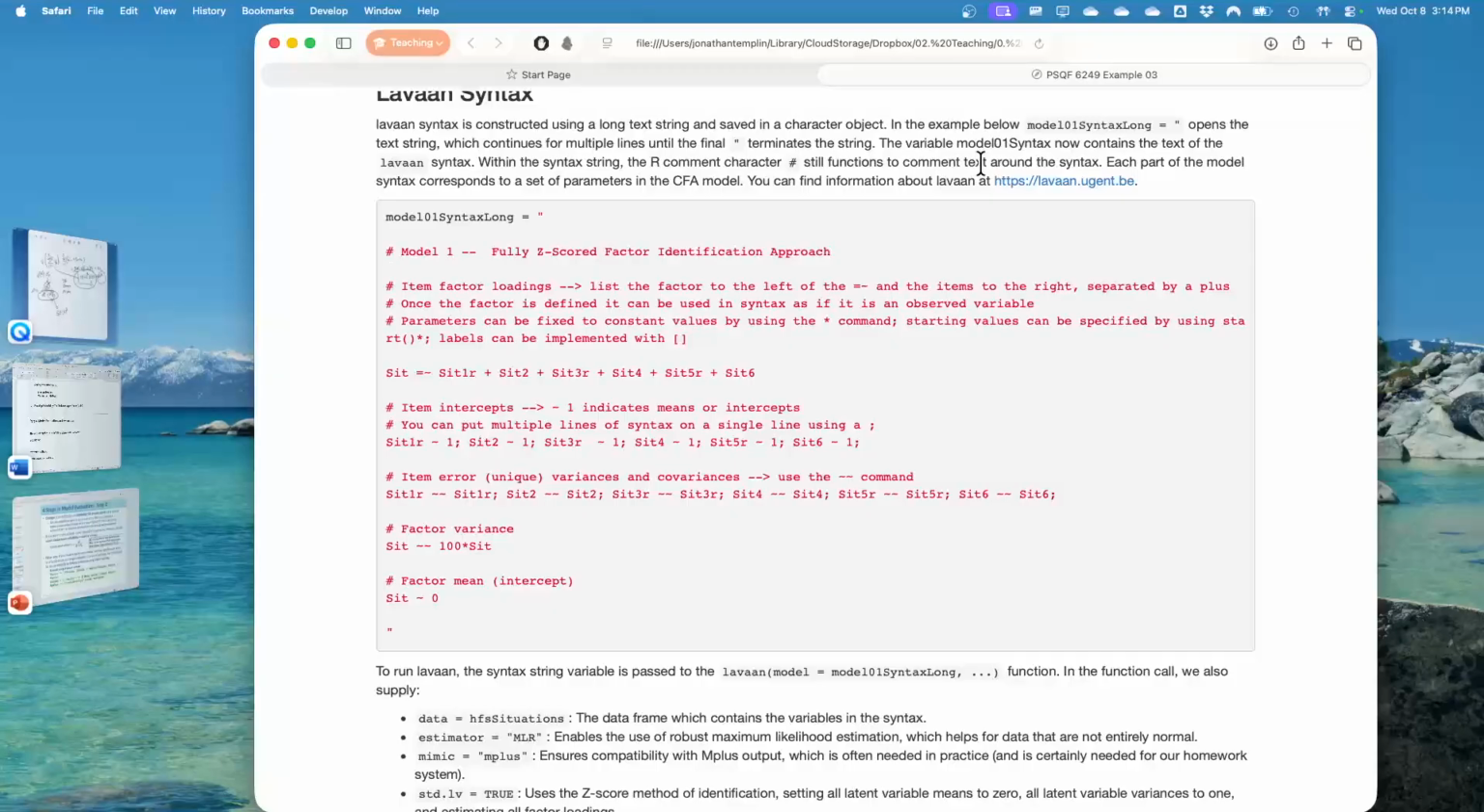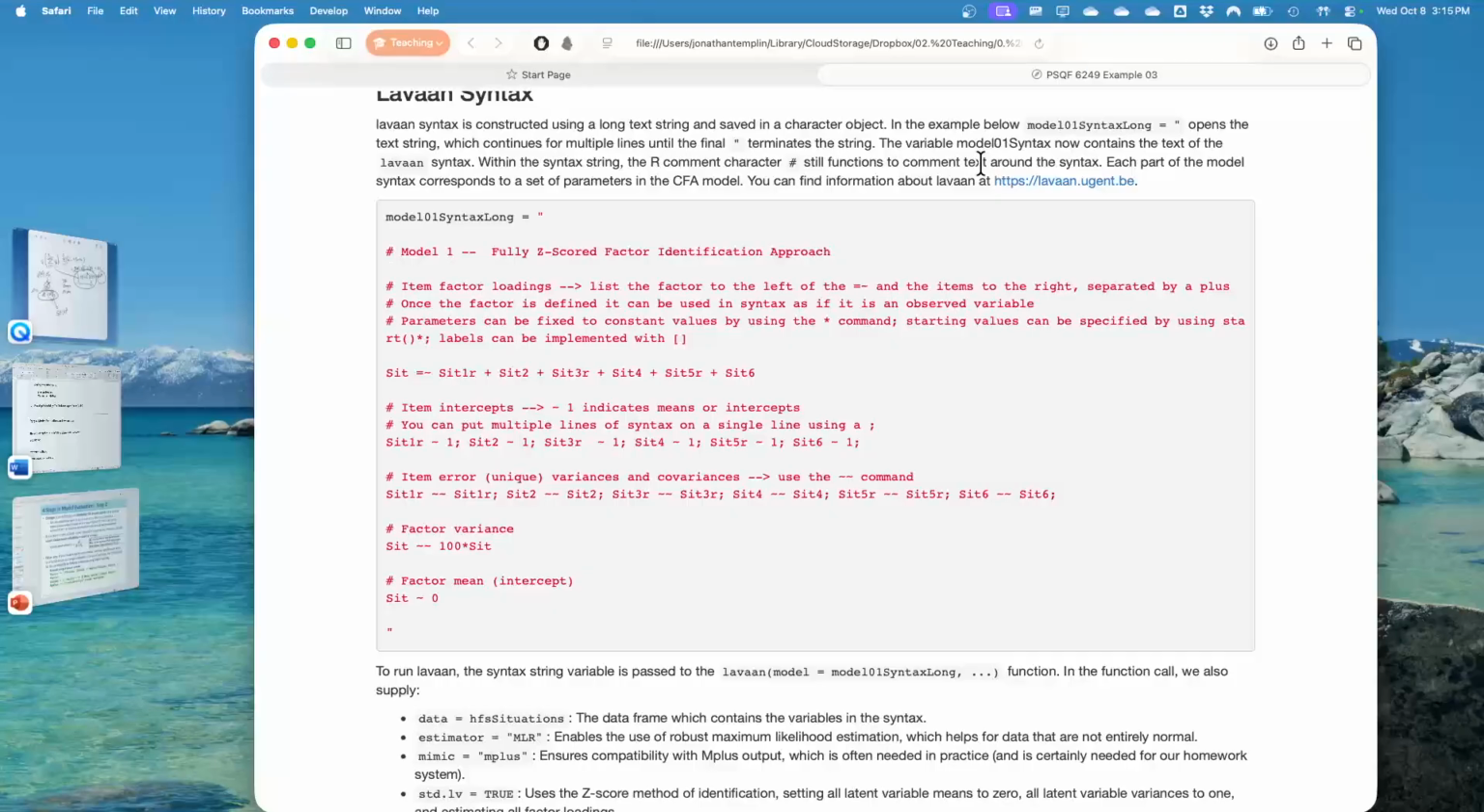Double tilde still defines residual variances or covariances, same as in path analysis. Single tilde will define the intercept or any other variables you wish to predict with. That is how it works.